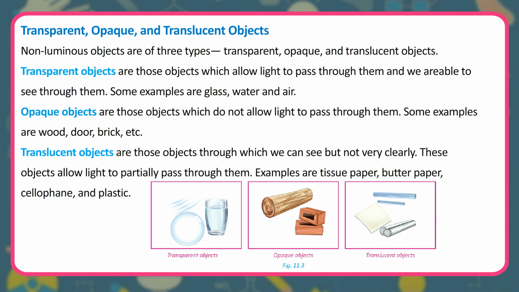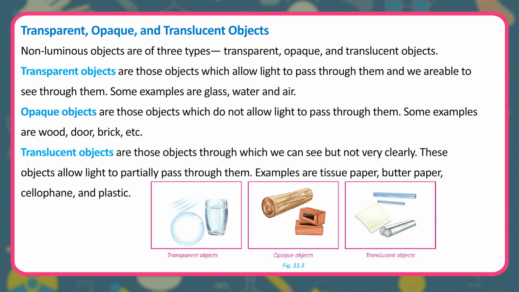Non-luminous objects are of three types: transparent, opaque, and translucent objects. Transparent objects are those objects which allow light to pass through them and we are able to see through them. Some examples are glass, water and air.